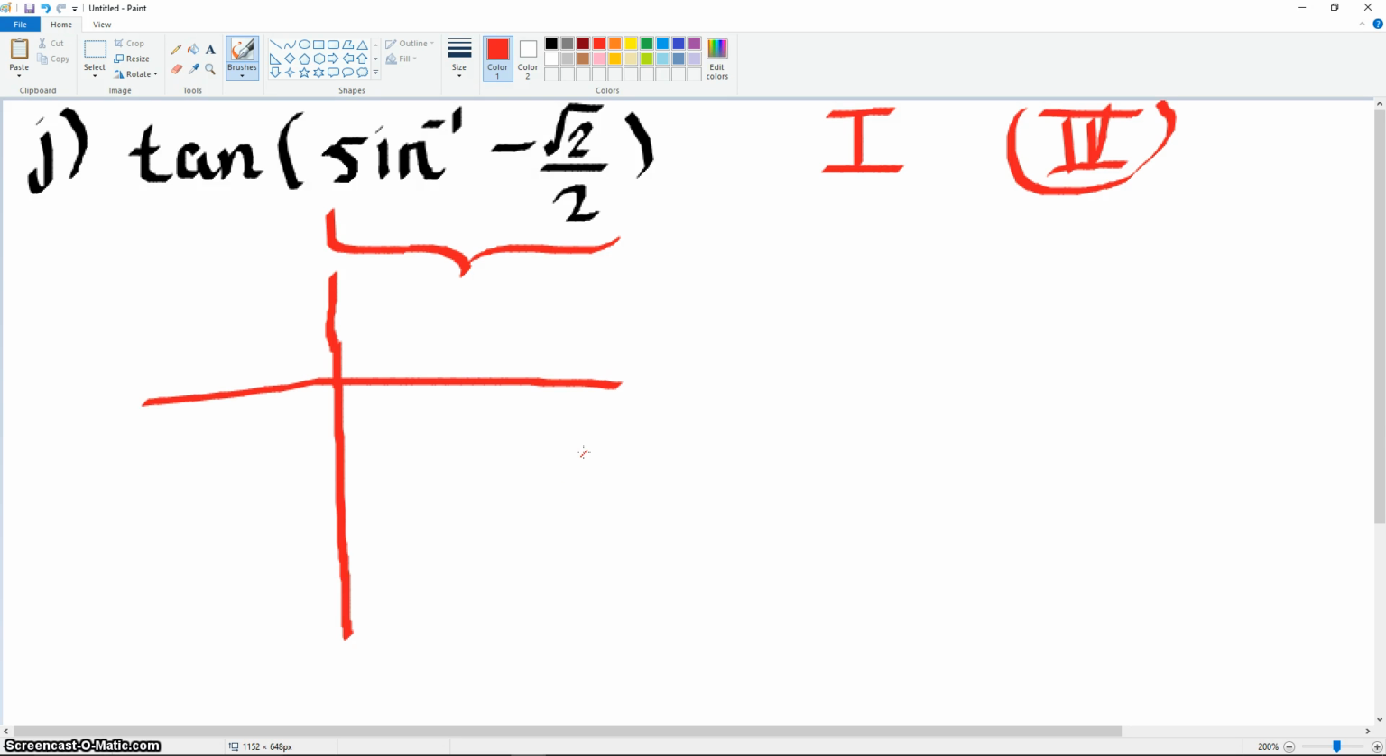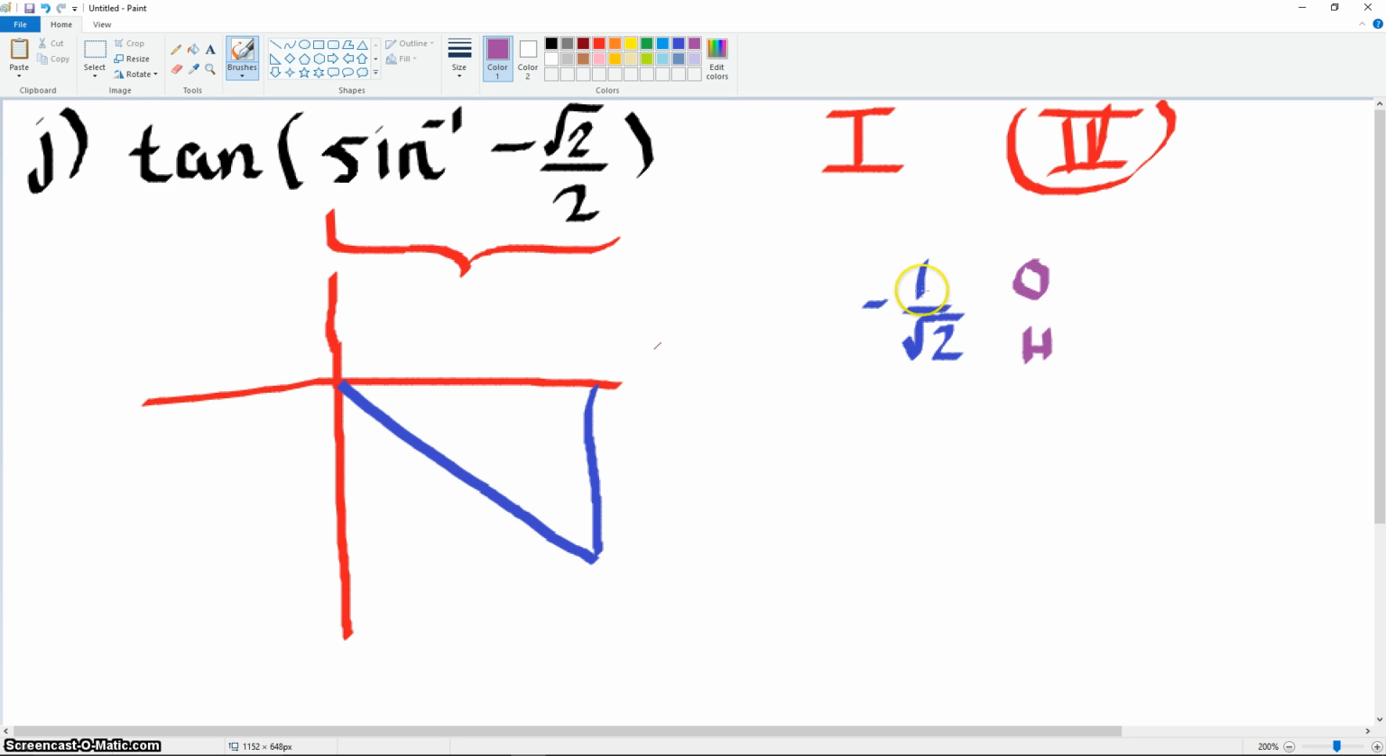Okay, so we're going to go ahead and create our triangle in quadrant 4. Here's our triangle in quadrant 4, and remember, this really is the same thing. This negative radical 2 over 2 is the same thing as negative 1 over radical 2, and it's talking about inverse sine, or in other words, the sine function. So that's opposite and hypotenuse.